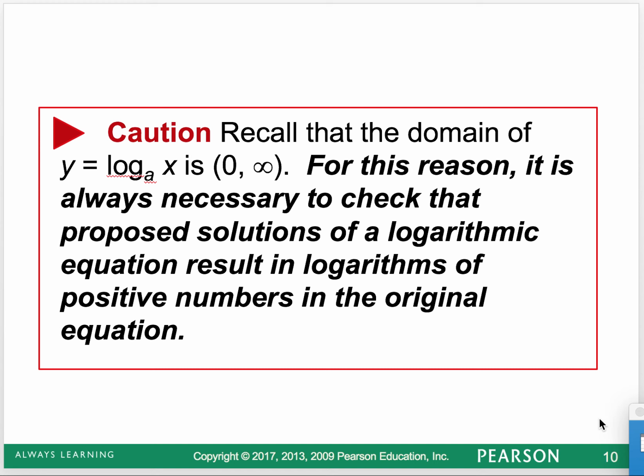Okay, they got a caution for us. The domain has got to be positive, right? So it's always necessary to check. We already know that. It's always necessary to check, okay?